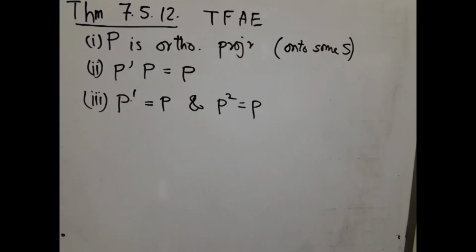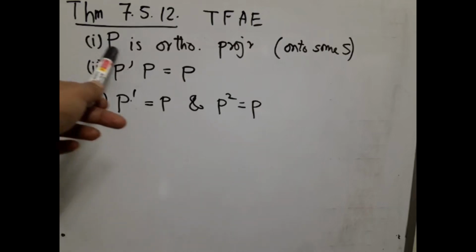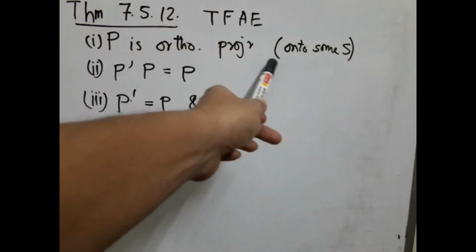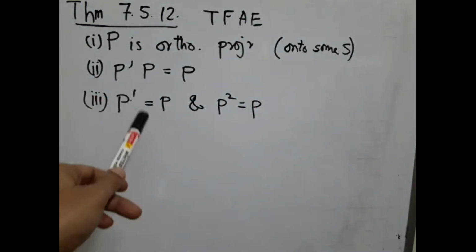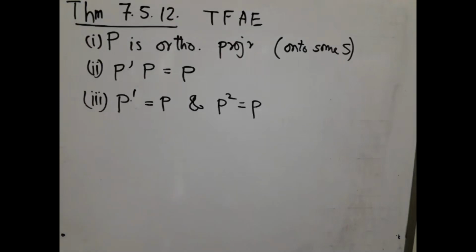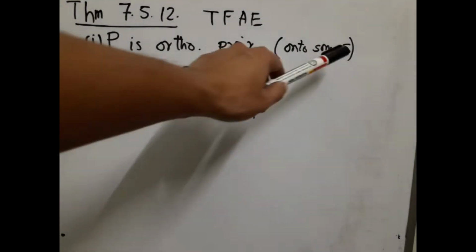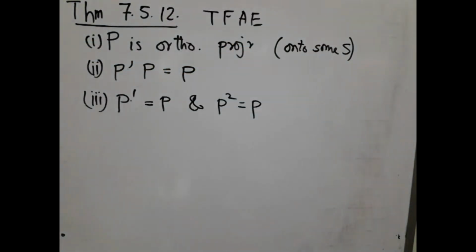Now, before we go into the proof, let's clearly understand why it is useful. It's a very important thing, especially property 3. So it says P is an orthogonal projector onto some S. This condition allows you to check whether a matrix is an orthogonal projector without having to first guess what that S is. So that is why this theorem is easier to use than the criteria that I gave you just now in terms of column space of P being S and null space of P being S perp.